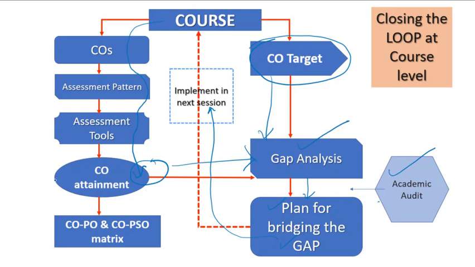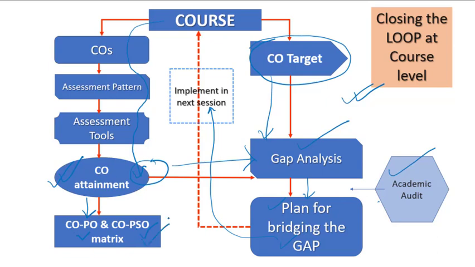The same calculation will be used for the attainment level of PO and CO in the CO-PO and CO-PSO matrix, and that is another process, and that is another loop. That loop is called closing the loop at program level. So we have completed the process at the course level, and the same calculation will be used again at the program level also.